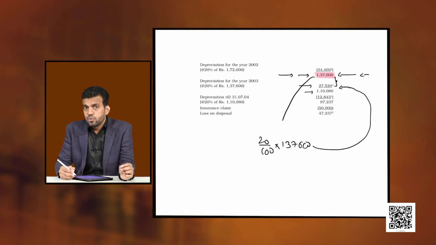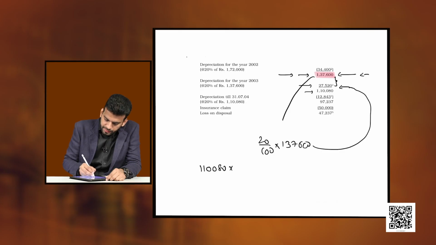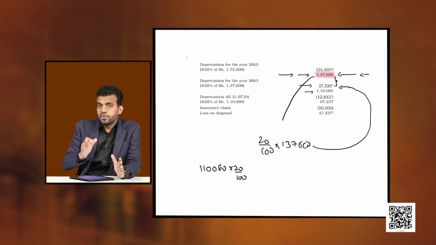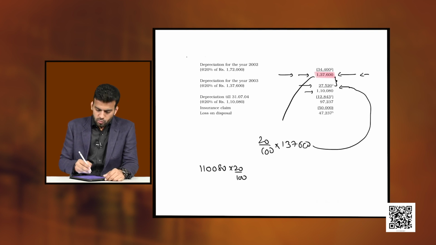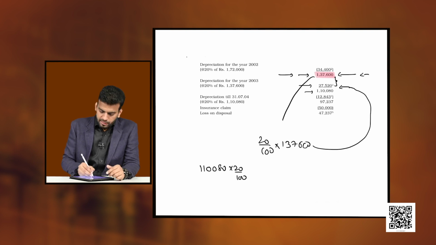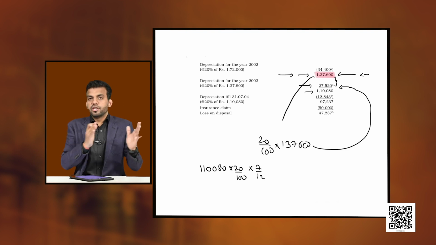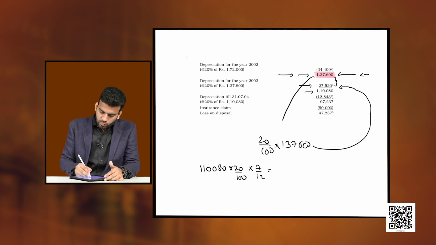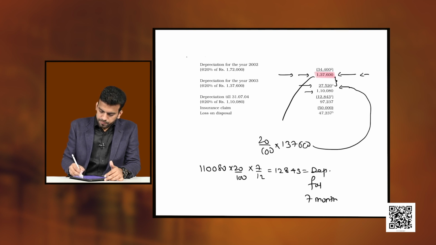The plant is reduced to 1,10,080, and now depreciation is to be charged on this reduced value. Clear? Let me show you the working. 1,10,080 is the reduced value after 3 years, right? So 1,10,080, 20% for 7 months, that is from January to July, makes it 12,843. What is this? This is depreciation for 7 months.